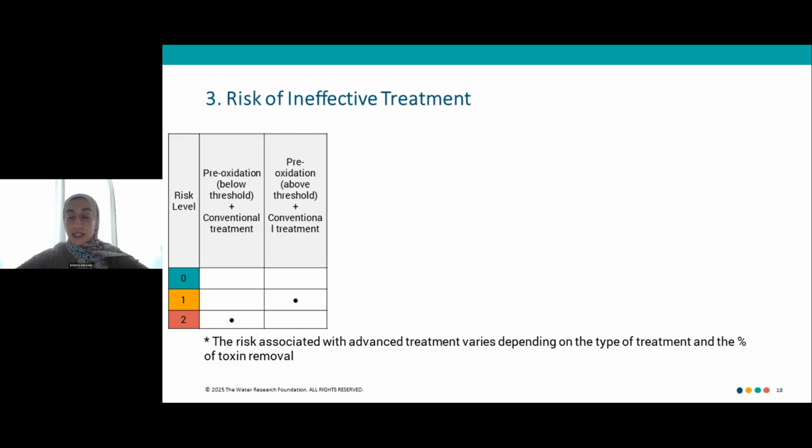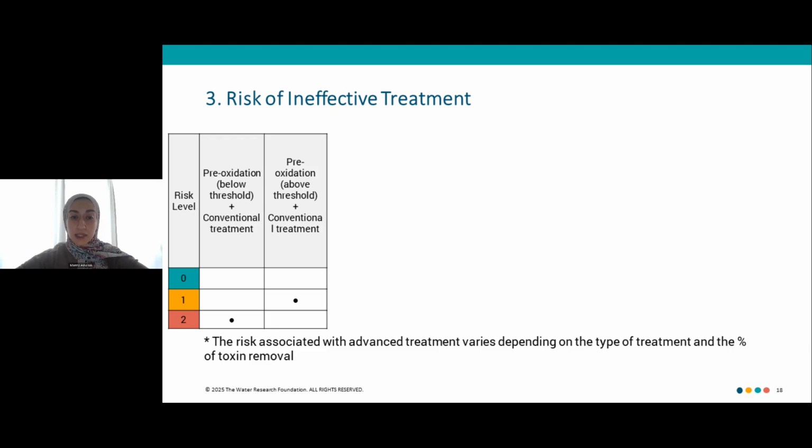Now let's move into the third and the last category of the risk. Here we have the risk of ineffective or insufficient treatment, and that is going to depend mainly on your treatment train. So instead of going through treatment trains and each treatment process, we group treatments into bigger groups. So we have something like conventional treatment, which entails coagulation, flocculation, sedimentation. We have pre-oxidation regardless of the pre-oxidant, and then we have other processes as well. I'm going to walk you through the different scenarios that we proposed.